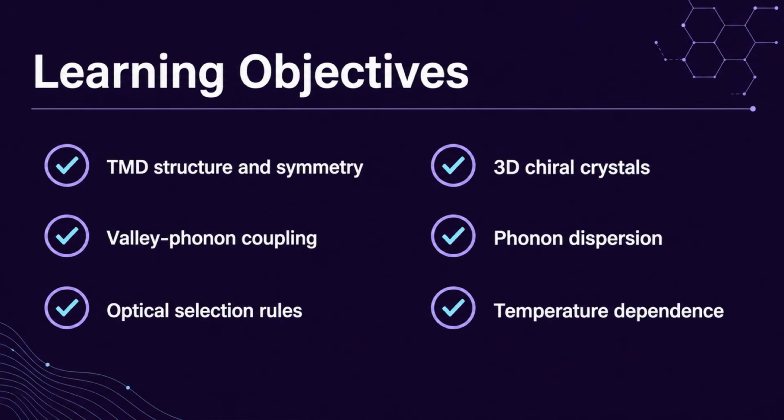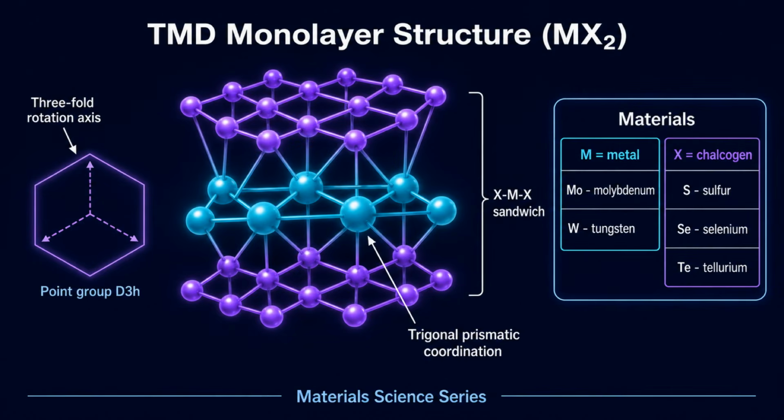By the end of this chapter, you'll understand TMD monolayer structure and symmetry, valley-phonon coupling mechanisms, optical selection rules for chiral phonon excitation, properties of 3D chiral crystals like alpha quartz and tellurium, chirality-induced phonon band splitting, and temperature effects on chiral phonon populations. Let's start with transition metal dichalcogenide monolayers, which have the chemical formula MX2.